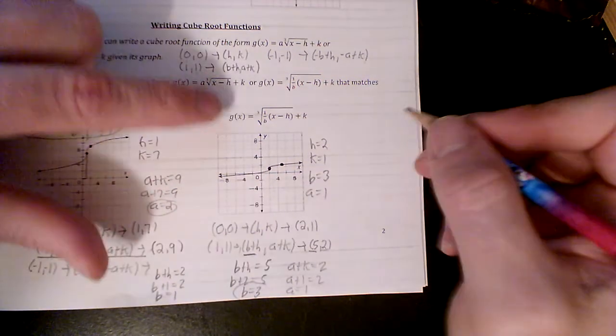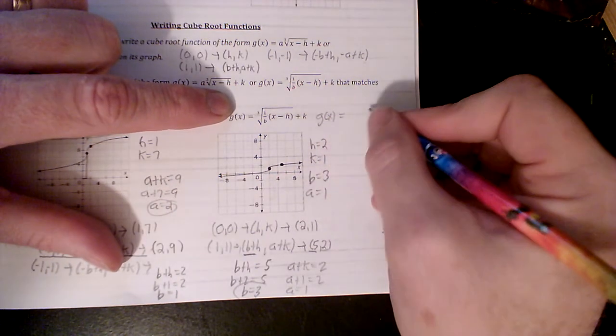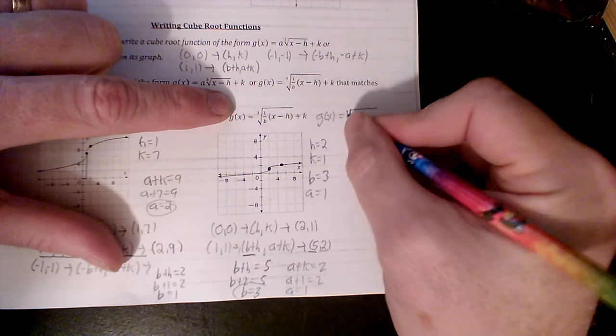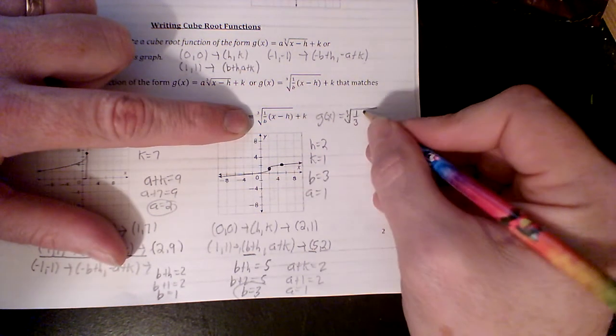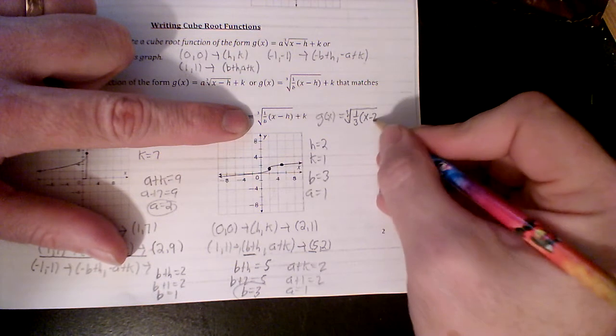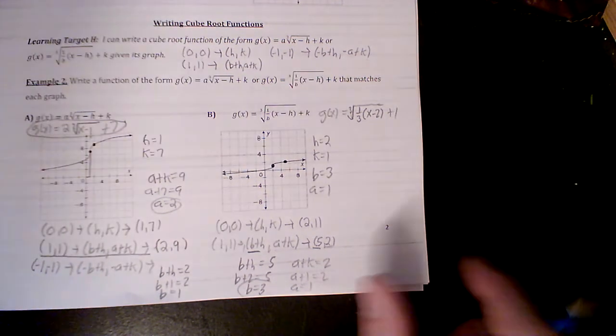So let's do this. We're going to write our equation. g of x is equal to, in this case, the cube root of 1 over b, so that's 1 over 3, and then we have x minus 2, and out back we say plus 1. Just do one more together.